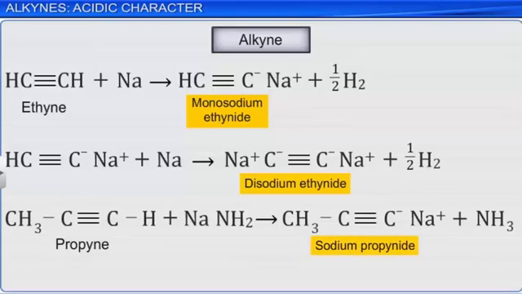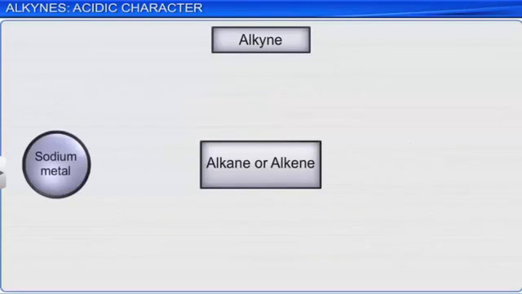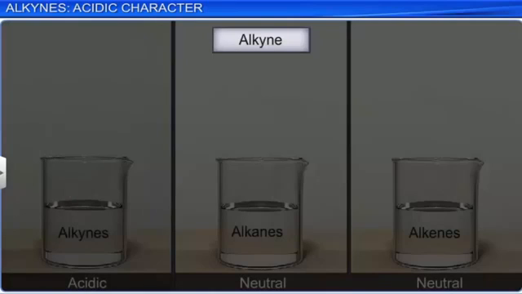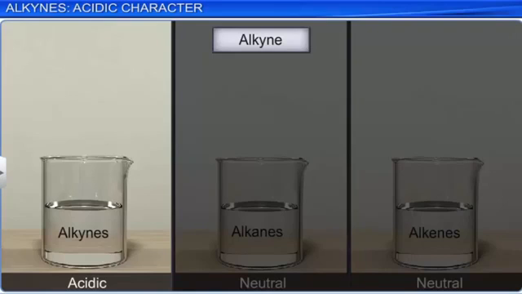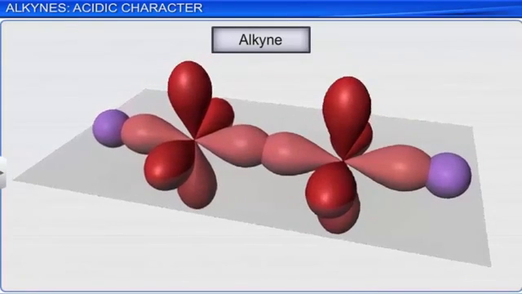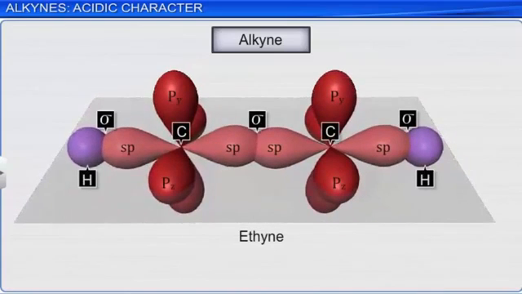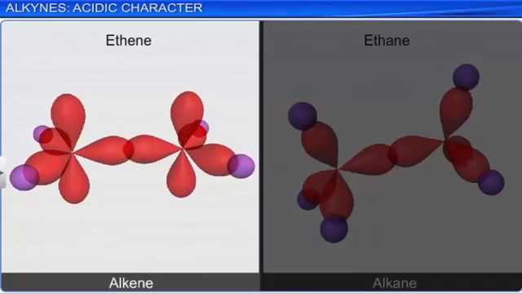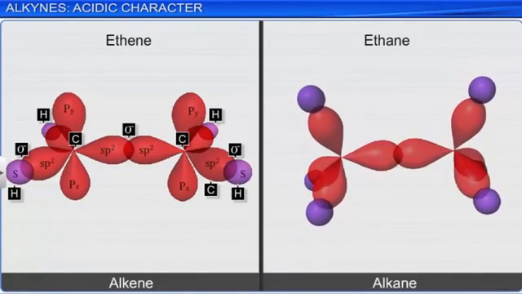Sodium metal and sodamide are strong bases and do not react with alkanes or alkenes, as they are not acidic. This shows that alkynes are more acidic in nature than alkanes and alkenes. Let's understand why. The hydrogen atoms in ethyne are attached to the sp hybridized carbon atoms. On the other hand, the hydrogen atoms in ethene and ethane are attached to the sp2 and sp3 hybridized carbon atoms, respectively.